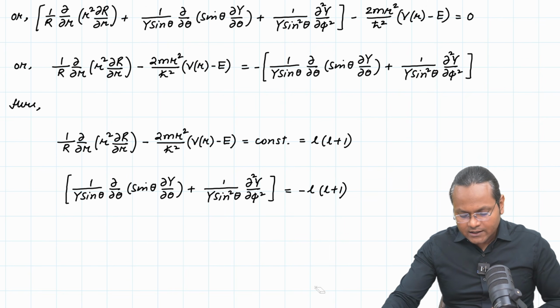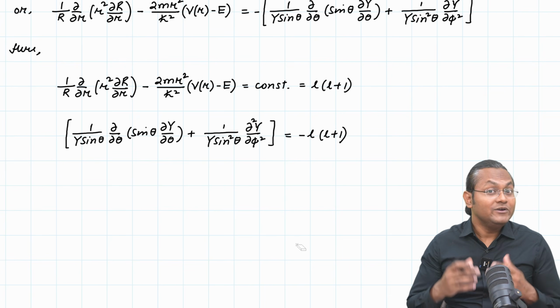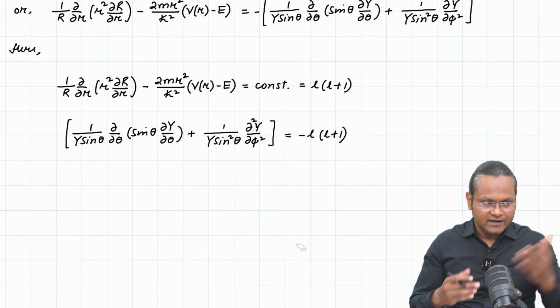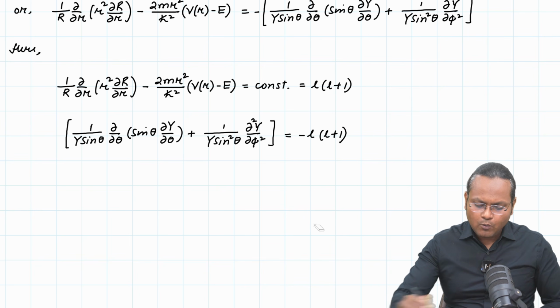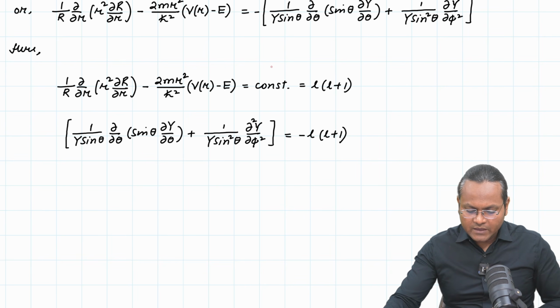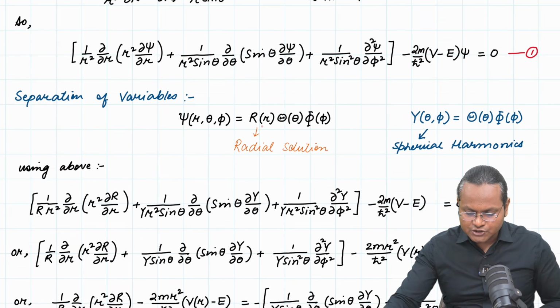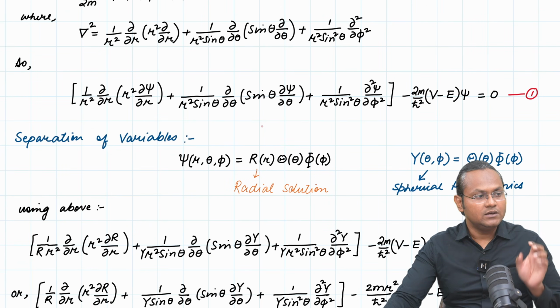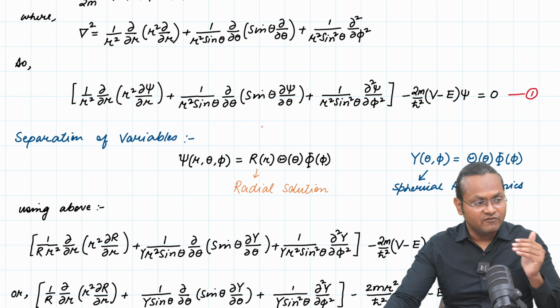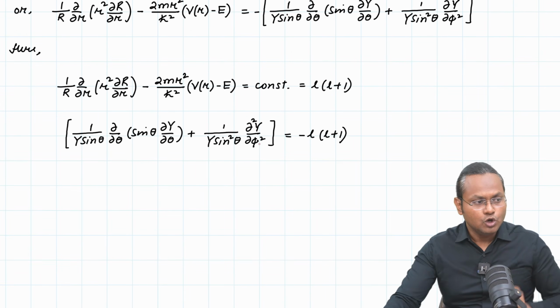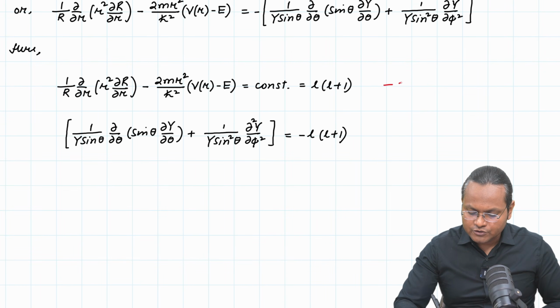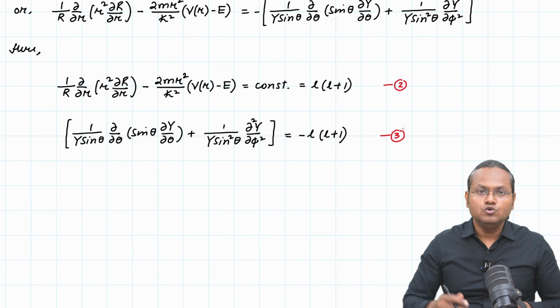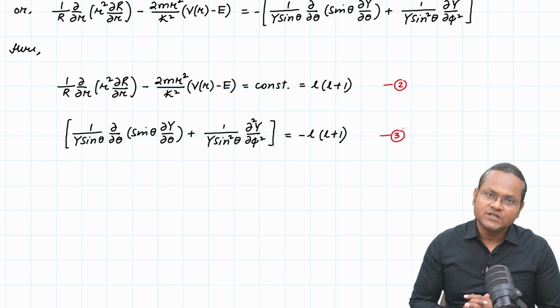So what is L here? We will again find out. We will discover the values of L at a later point in our discussion. Now what I want to do is, because I have effectively separated the original Schrodinger equation, which contained psi, which is essentially a product of radial solution and spherical harmonics, we have divided that particular differential equation into two distinct differential equations. I'm going to say this is equation number 2 and this is equation number 3, we need to look at these differential equations separately.